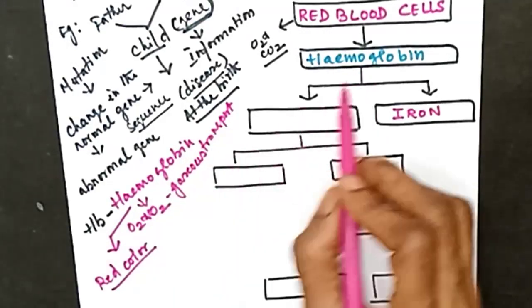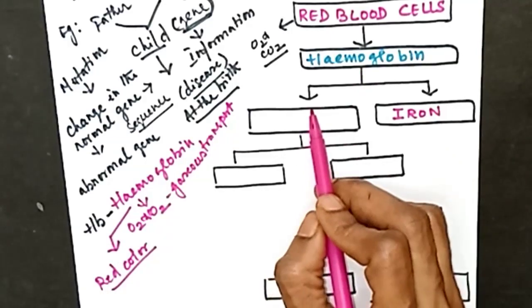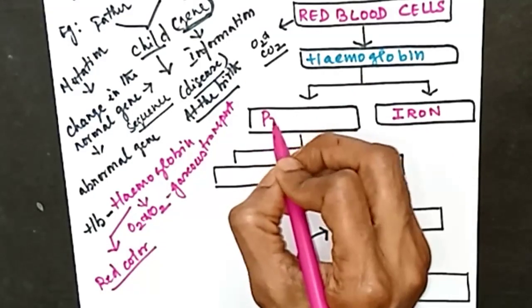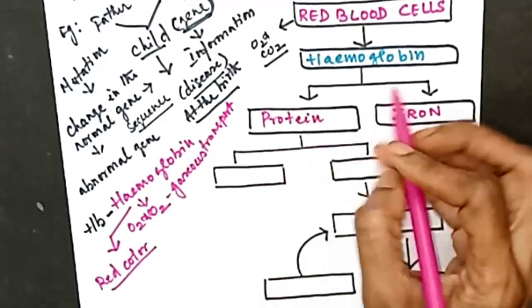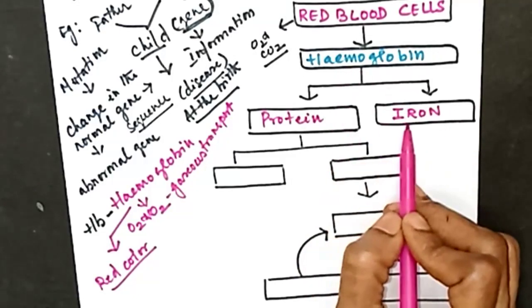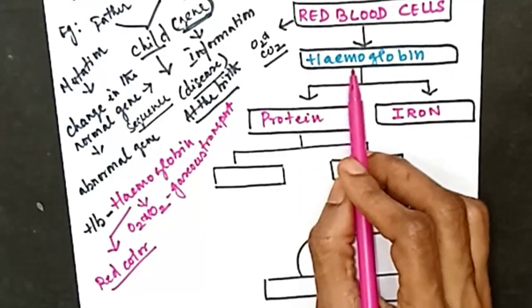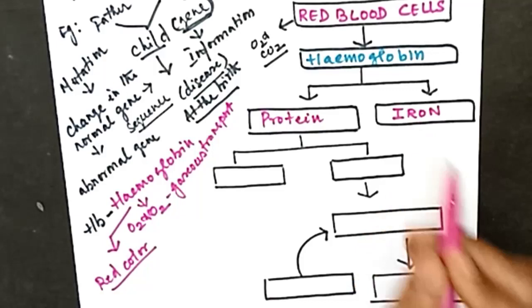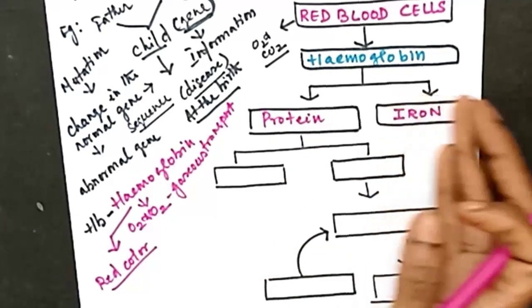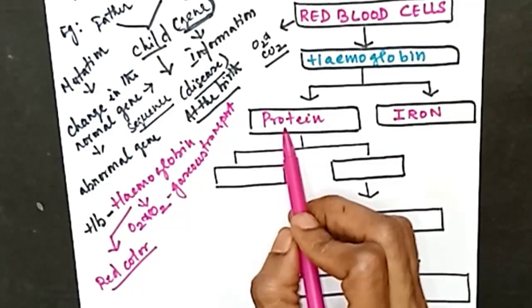Hemoglobin is made up of two parts, an iron part and a protein part. This is a globular protein, so it contains two parts. Heme is the iron part, globin is the protein part. Leaving aside the iron part, the disorder is going to affect the protein part.